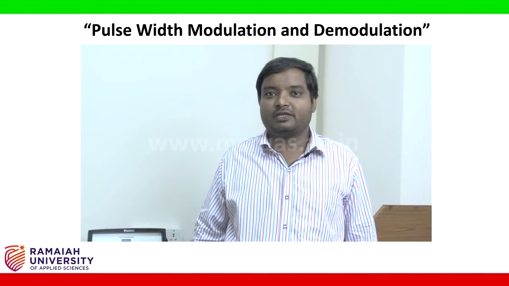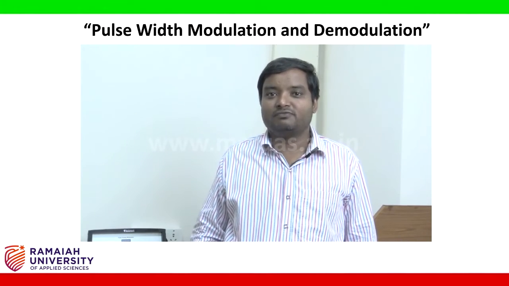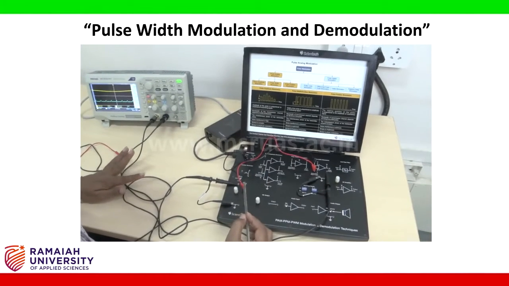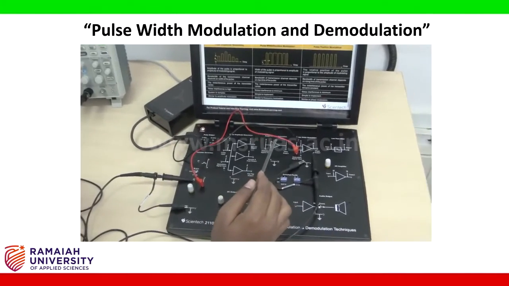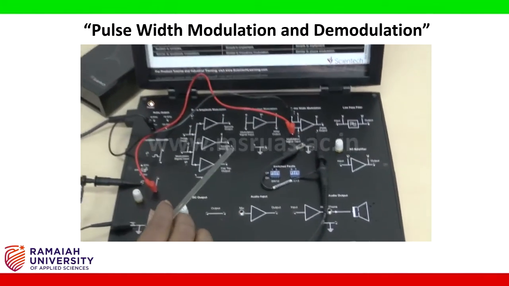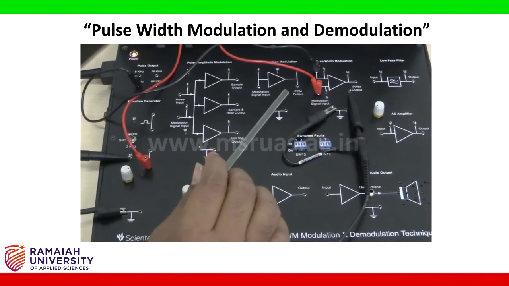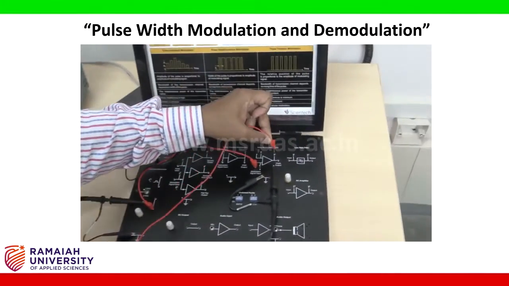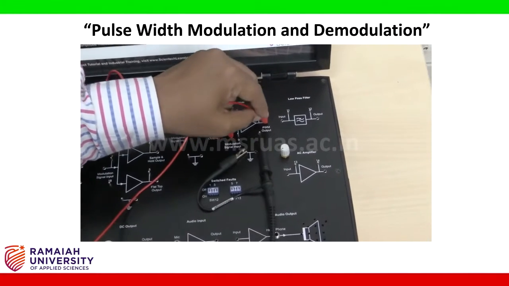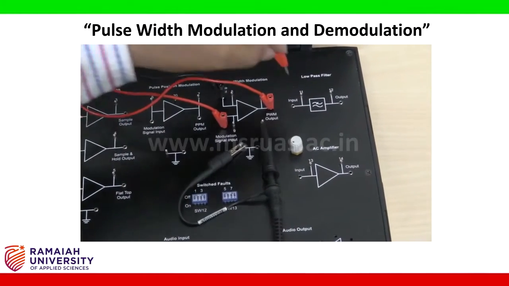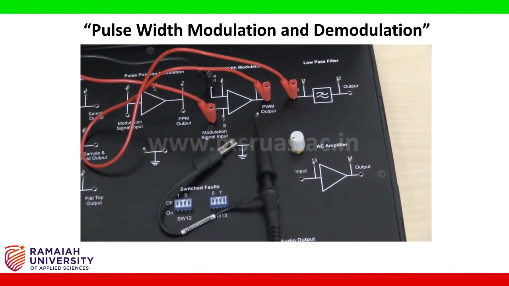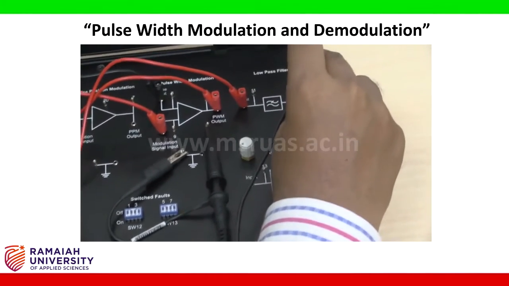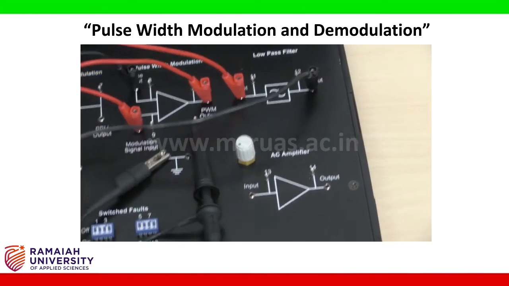Now the next part of the experiment is the pulse width demodulation, that I am going to explain now. The setup is the same as previously shown. Now I am going to add the demodulation blocks which are required. Take the connecting wire. Output of the pulse width modulation is connected to the input of the low pass filter, and then the output of the low pass filter is connected to the input of the AC amplifier.